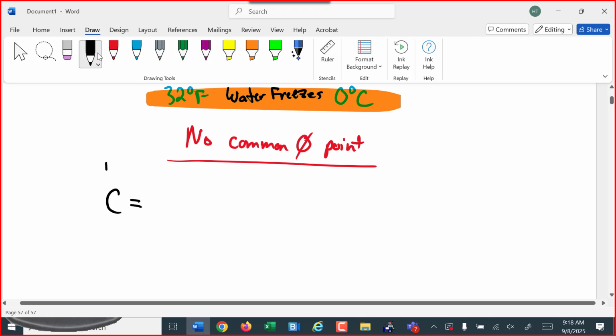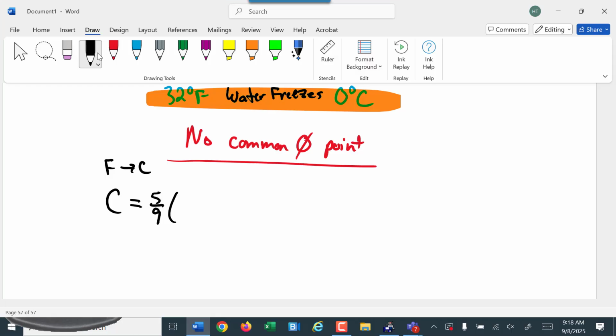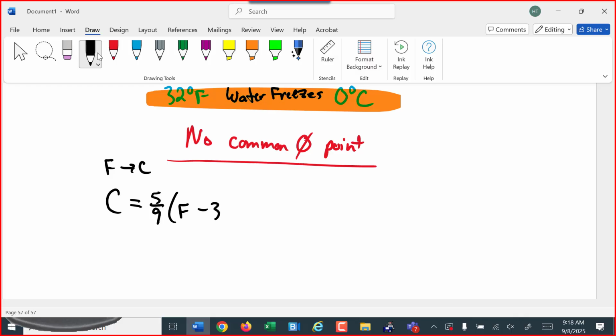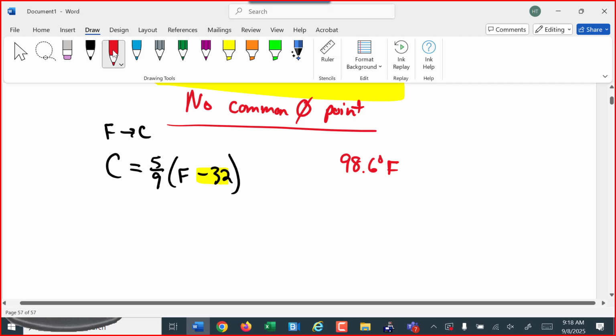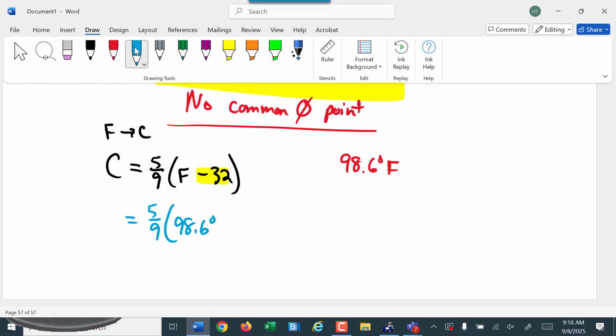So if we're converting from Fahrenheit to Celsius, we have the formula that the Celsius temperature is equal to 5/9 times Fahrenheit minus 32. So this minus 32 is just accounting for that difference in 0 point. So human body temperature, of course, 98.6 degrees Fahrenheit. Actually, research is showing that that's not quite right, but that's what we still use. So if I want to convert that into degrees Celsius, I put it in for F.